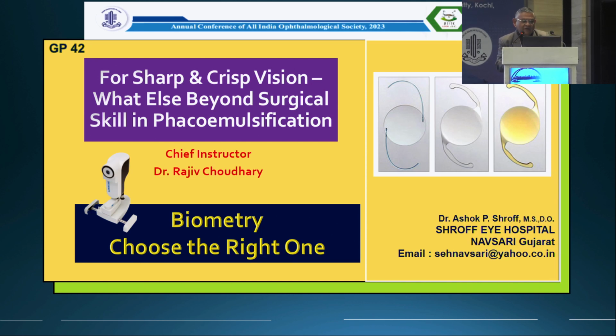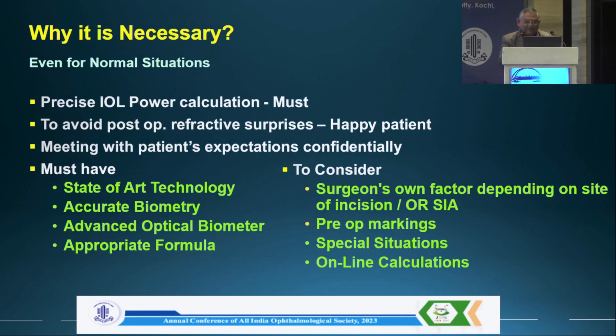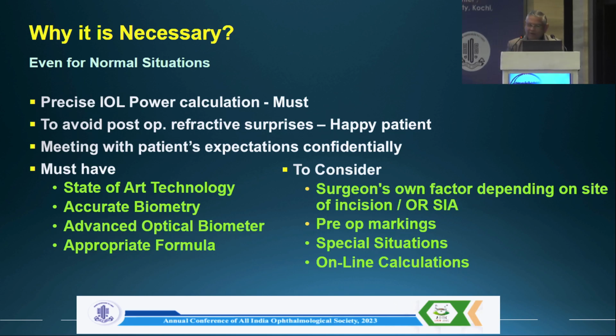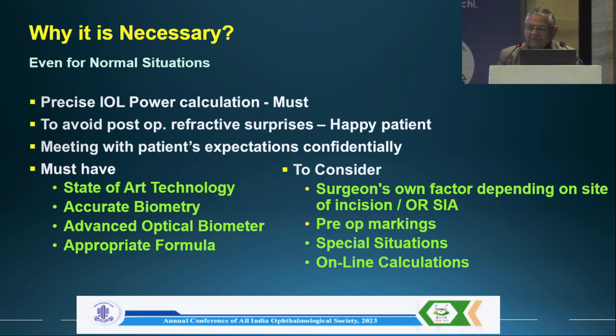For sharp vision, we have to have a biometry, and we have to choose the right one so that we don't have any problem with the patients. We have to answer so many questions. Even for normal situations, it is very necessary because we have to have a precise eye power. It is a must, and now with the premium lenses, to avoid post-operative refractive surprises, and we want to have a happy patient.